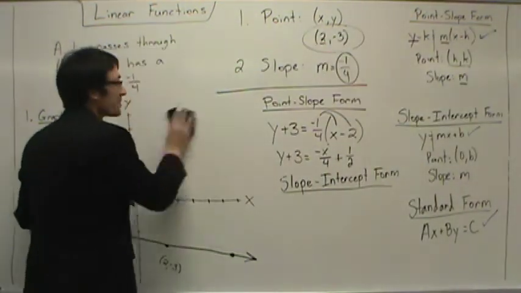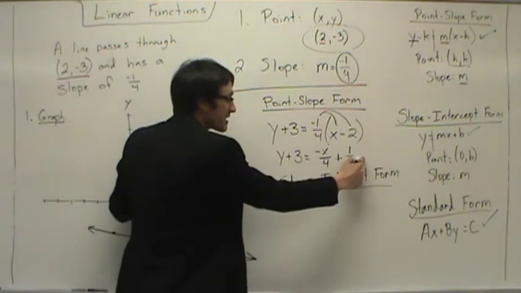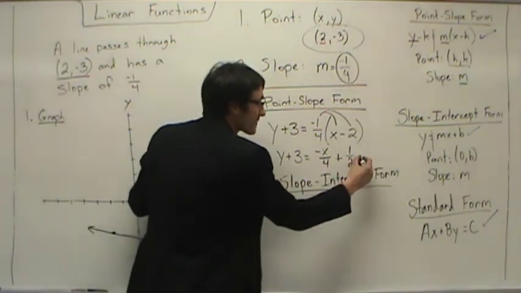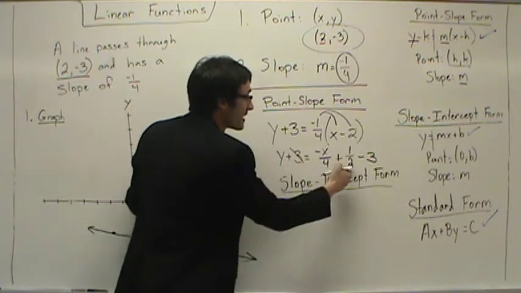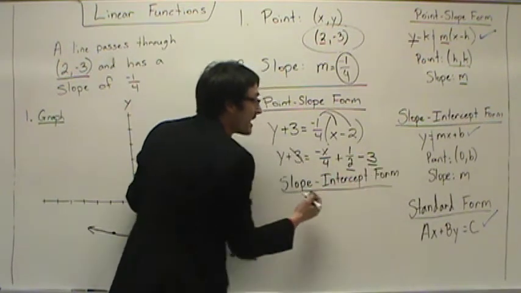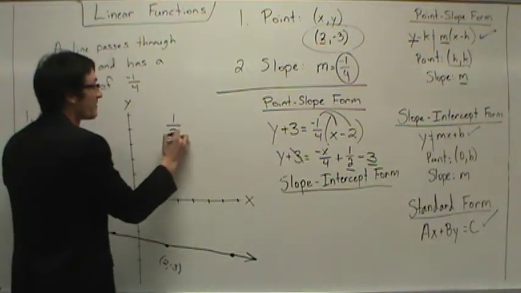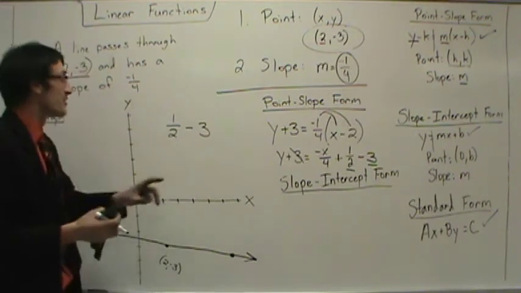Now that you have used the distributive property, you have to move your 3 to the other side. +3 will become -3. Cross it out. Okay, so now we have to combine 1/2 and 3. We're going to have 1/2 subtract 3. This is different. Notice we have addition.